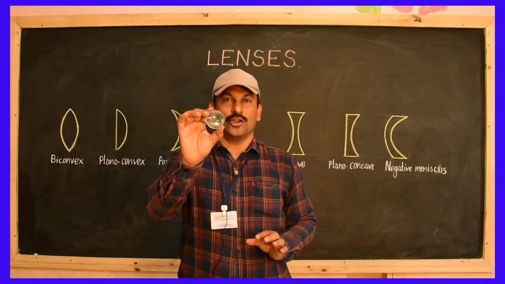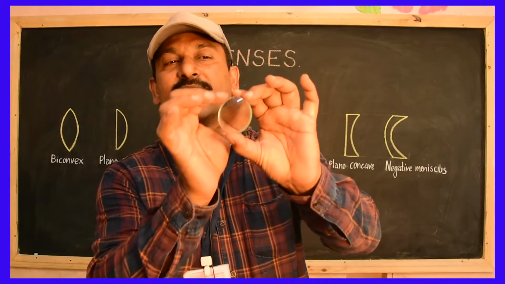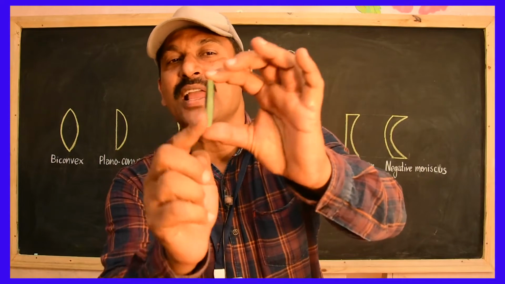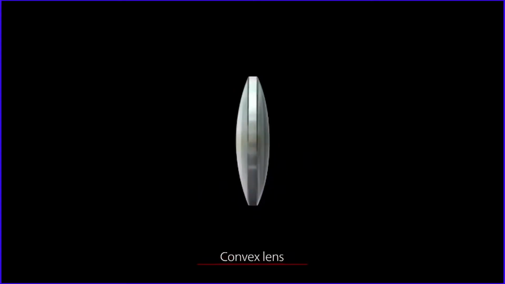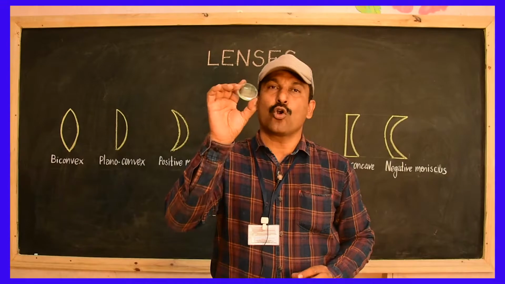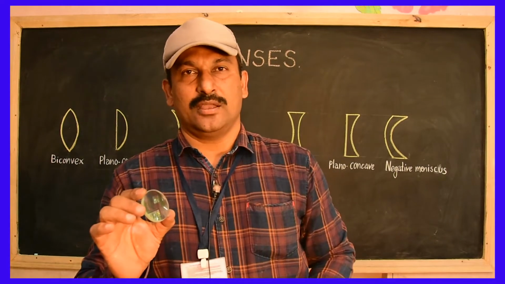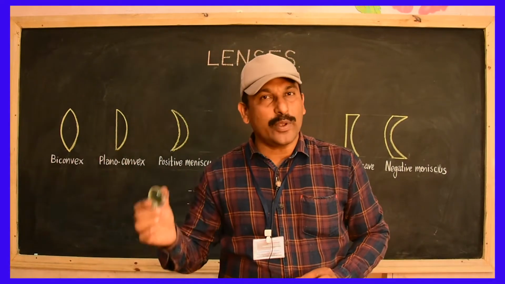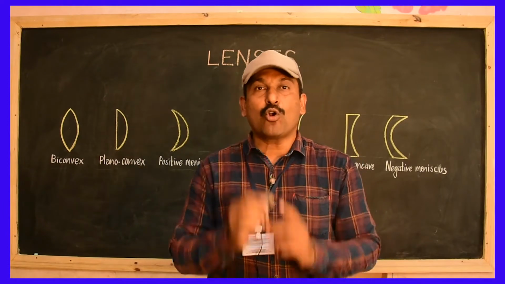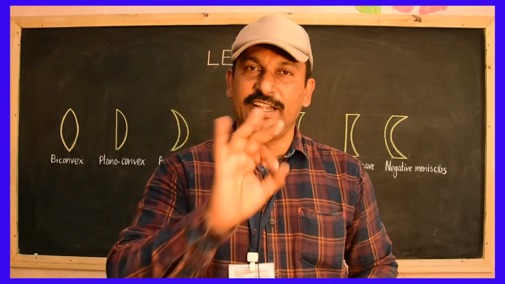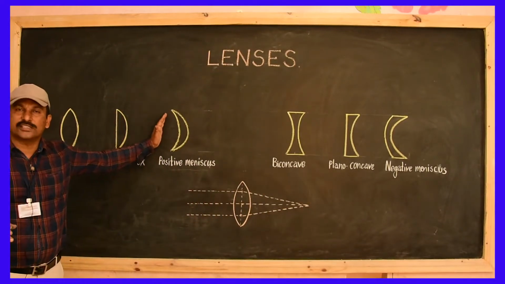Now, the lens which is puffed outward at the center, that is the lens which is bulging at the center and tapering towards the edges, is known as convex lens. Now we are going to study what are the convex lenses and the different types of convex lenses. Now convex lenses are of three types. Now here we see these three types of convex lenses.